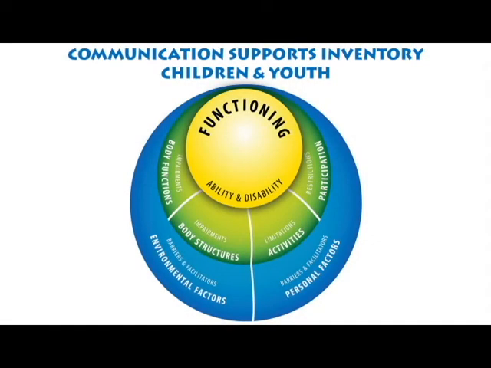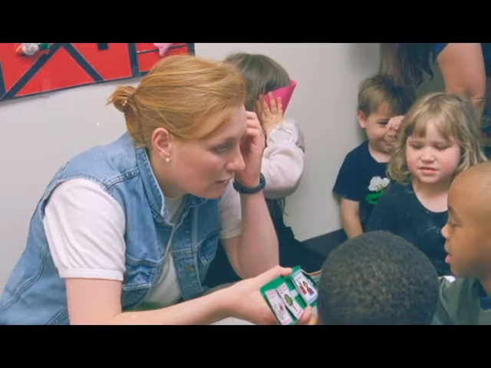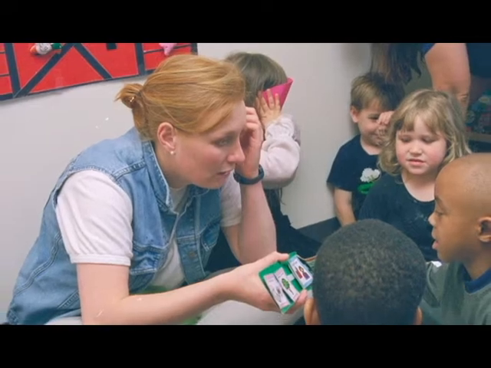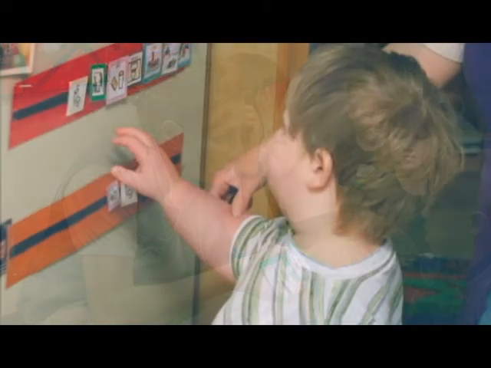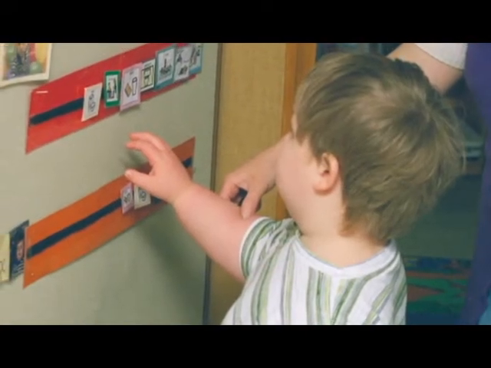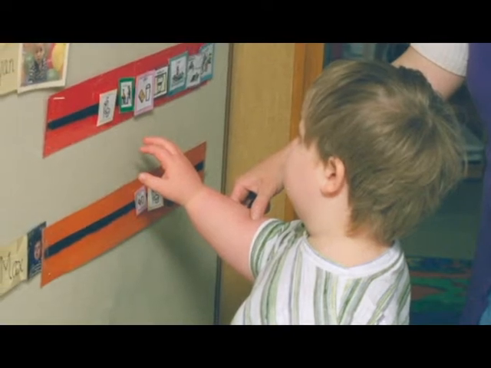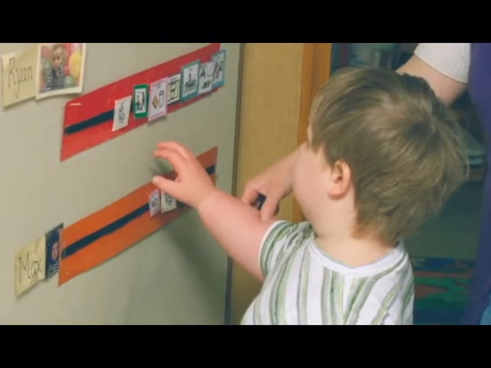Welcome to the CSI-CY, which stands for Communication Supports Inventory, Children and Youth. This is a tool designed to make educational goal writing easier for teachers and speech-language pathologists who work with students who rely on augmentative and alternative communication now or in the future. It is not an assessment.